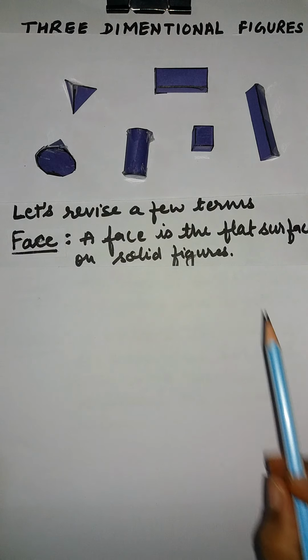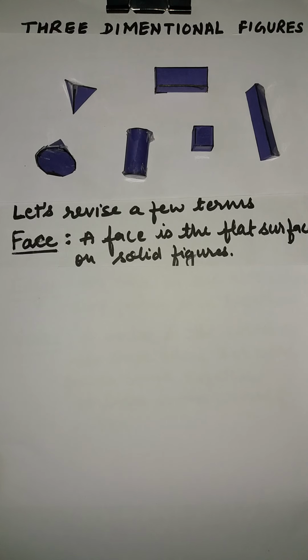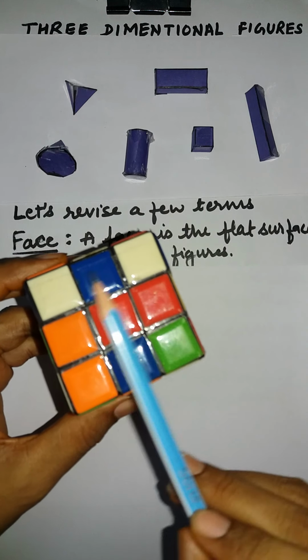Face. A face is a flat surface of a solid figure. For example, this is a face of a cube.